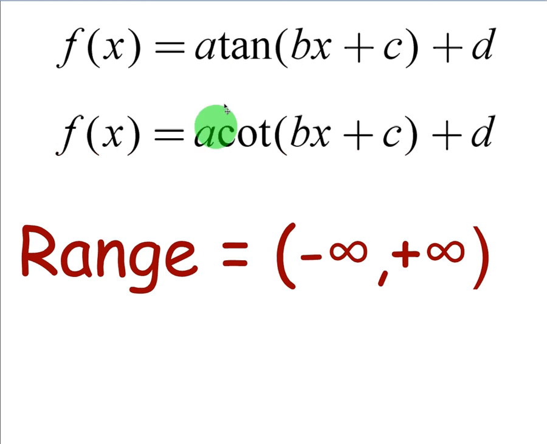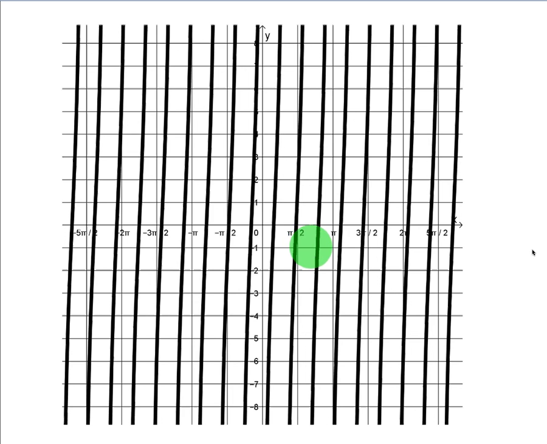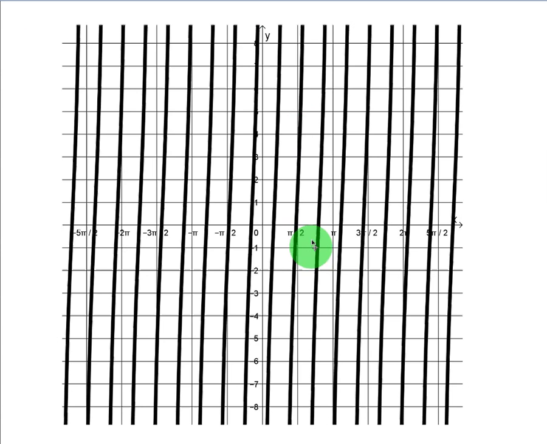Okay, folks, that's it for this lesson. The range of tangent and cotangent is always negative infinity to infinity, parentheses. We can't include negative infinity to infinity because those are concepts and they go on forever. Oh, by the way, this is my cotangent function. As you can see, it ranges from negative infinity to infinity. It almost looks like straight lines.